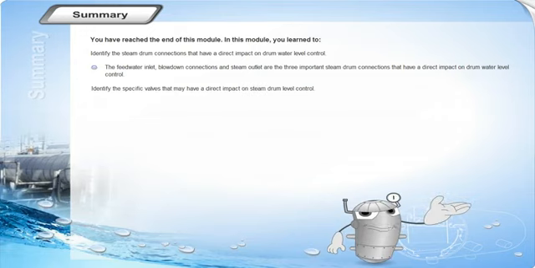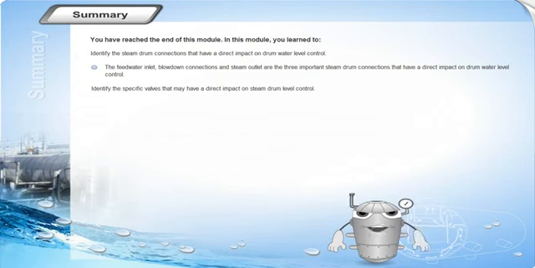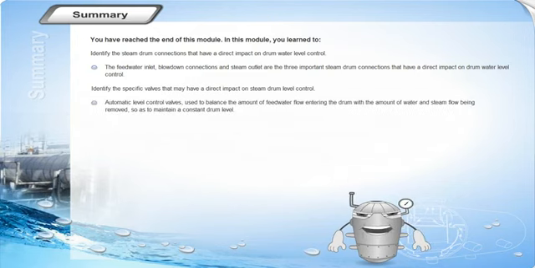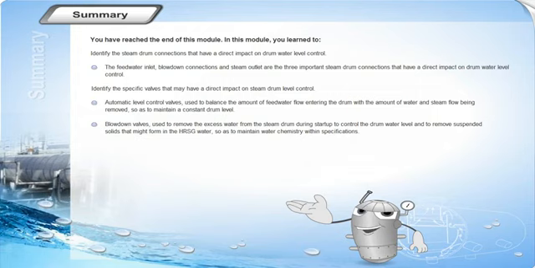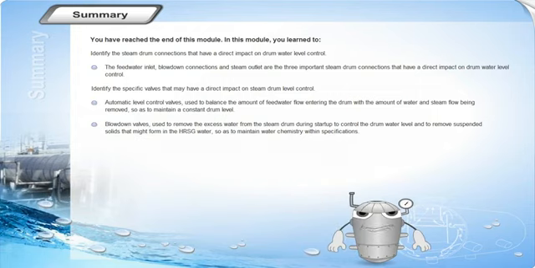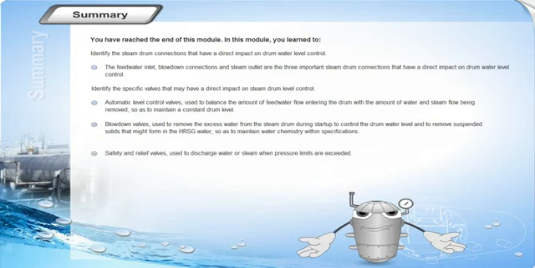Identify the specific valves that may have a direct impact on steam drum level control. Automatic level control valves are used to balance the amount of feedwater flow entering the drum with the amount of water and steam flow being removed, so as to maintain a constant drum level. Blowdown valves are used to remove the excess water from the steam drum during startup to control the drum water level and to remove suspended solids that might form in the HRSG water so as to maintain water chemistry within specifications. Safety and relief valves are used to discharge water or steam when pressure limits are exceeded.